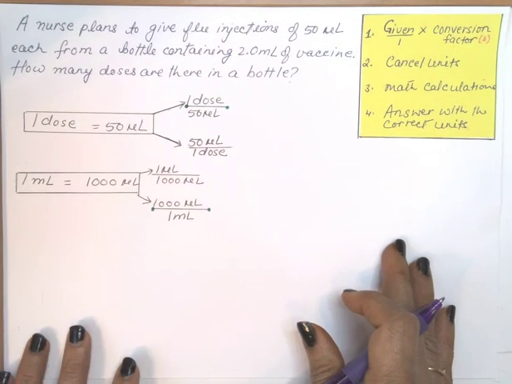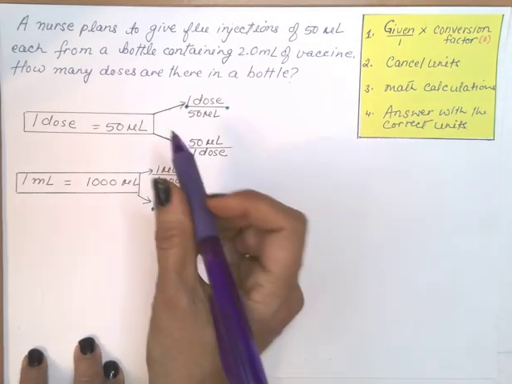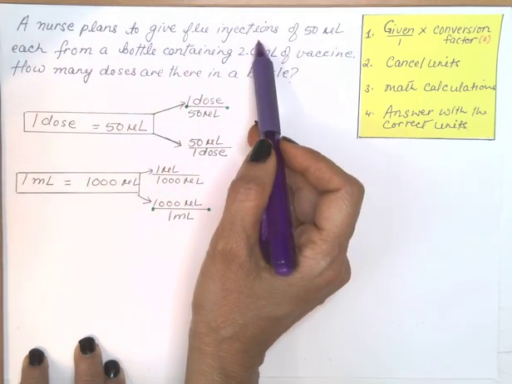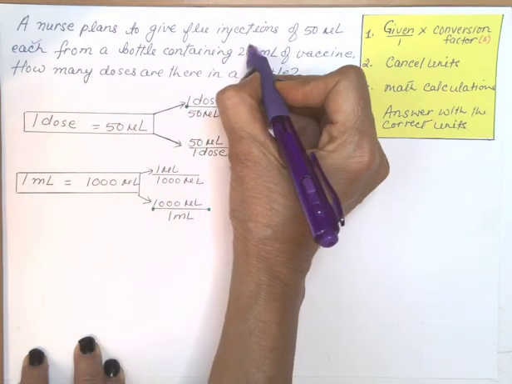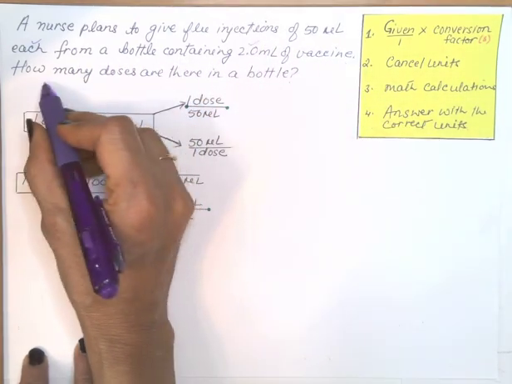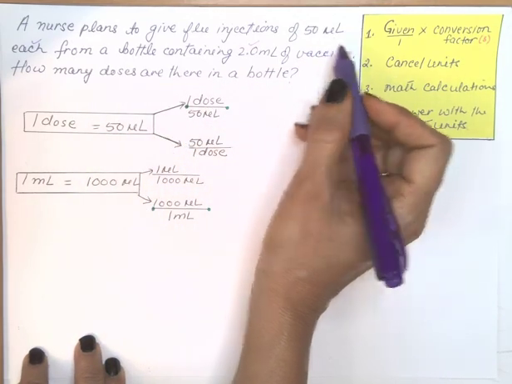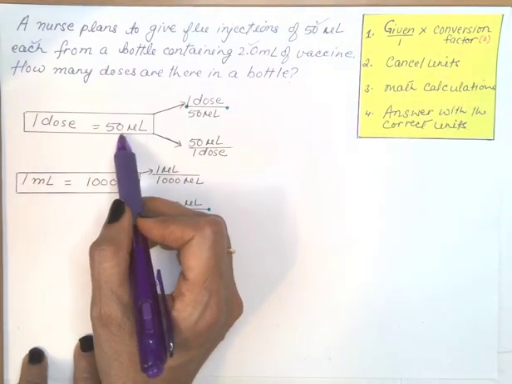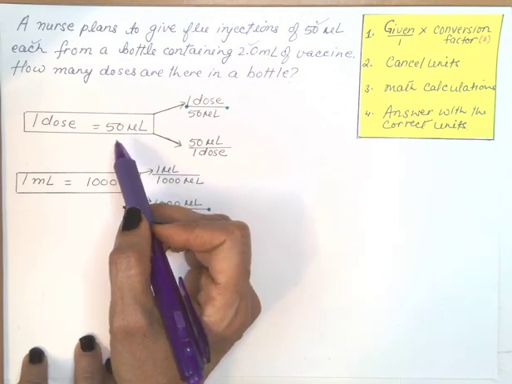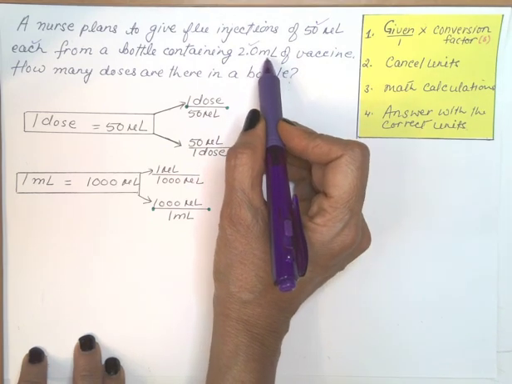Let's do another problem. Again guys, make sure to read carefully because you need to find the equivalents. A nurse plans to give flu injections of 50 microliters each from a bottle containing 2.0 milliliters of vaccine. How many doses are there in a bottle? So what are we given here? It says for one dose we have 50 microliters. That is why one dose equals 50 microliters in this sample. And the bottle, which is a sample of our vaccine, contains 2.0 milliliters of vaccine.